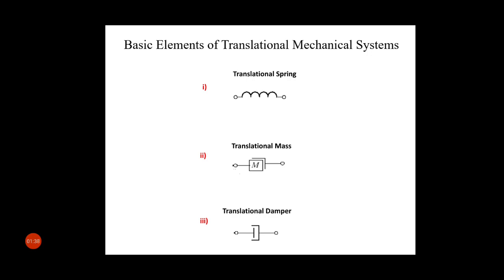Here are the basic elements of translational mechanical system. First one is translational spring, second one is translational mass, and third one is translational damper. Mass, spring and damper are the fundamental components of a mechanical translational system. The spring and the mass are energy storage elements and the dashpot is an energy absorbing element.